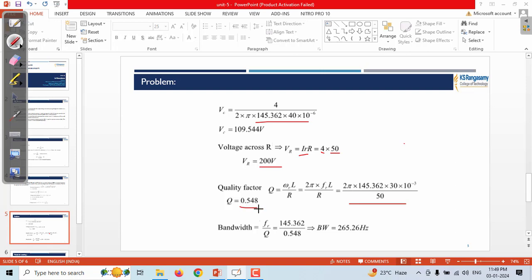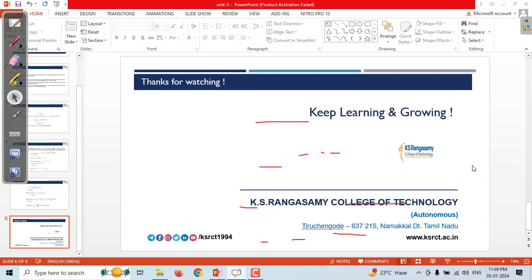Next, we have to find the bandwidth. The bandwidth formula is the resonant frequency divided by the quality factor. We calculated the resonant frequency and the quality factor, so by substituting the two values we can find the bandwidth. By this method we can solve the resonance problem.